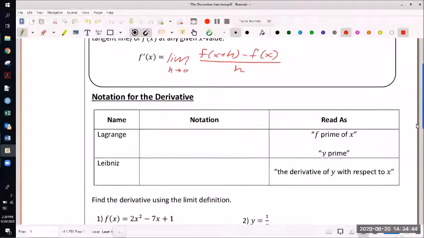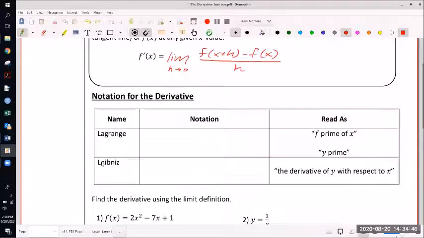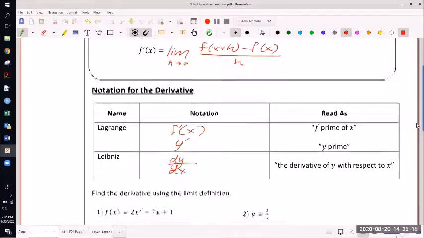Now there's different notation that we use, courtesy of the people that were originally part of the development of calculus, Lagrange and Leibniz. Here we have f prime of x. We would call it f prime of x. We might also see y prime or y prime of x maybe. Leibniz uses slightly different notation, but it means the same thing. The derivative of y with respect to x, we would use dy over dx. So we'll probably use all three of those interchangeably. They mean the same thing.